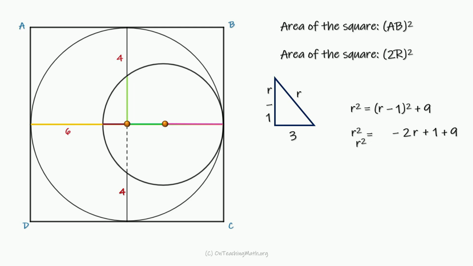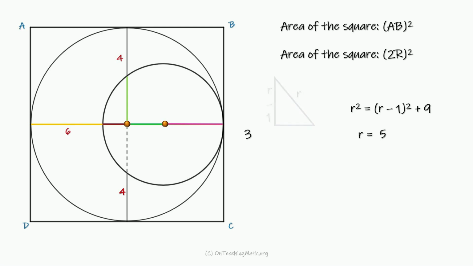Let's go ahead and clean this up. Subtract r squared from both sides. And let's go ahead and add 2r to both sides. So 2r equals 10. Divide by 2, and we get r is equal to just 5.